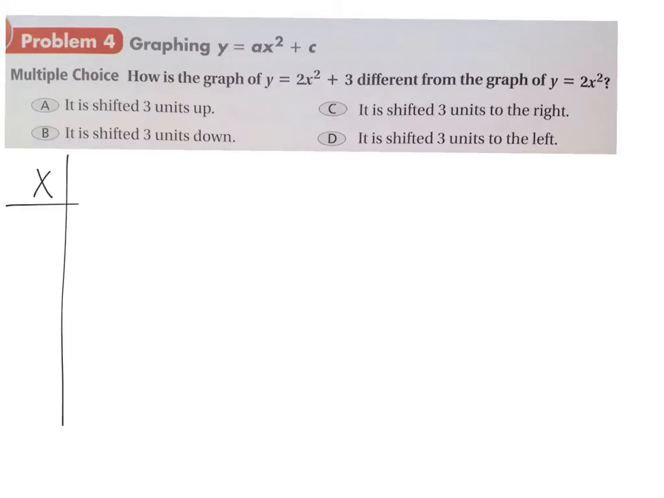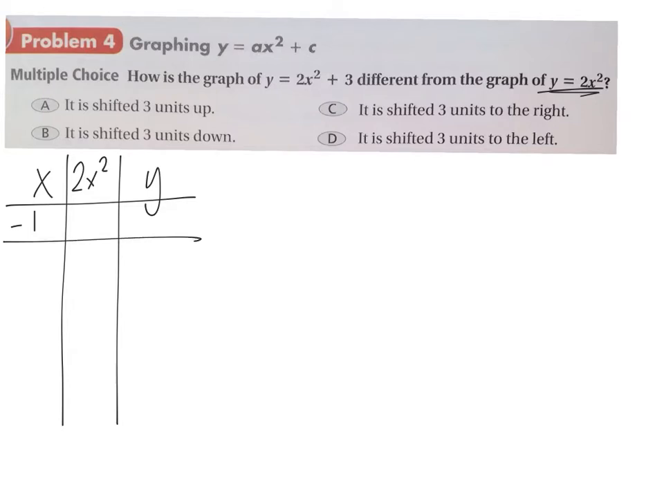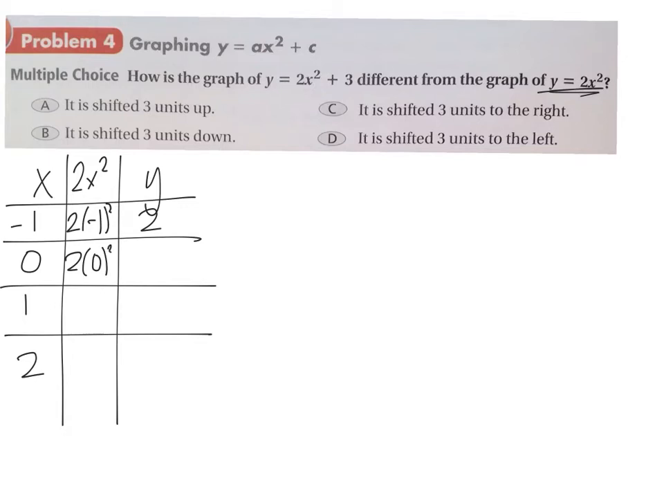So if you make an XY table and graph just this one first, 2x squared, you can choose your x's, -1, 0, 1, and 2. And so if you plug that in, you get 2 times -1 squared, which is 2. 2 times 0 squared, which is 0. 2 times 1 squared, which is 2. And 2 times 2 squared, which is 8.